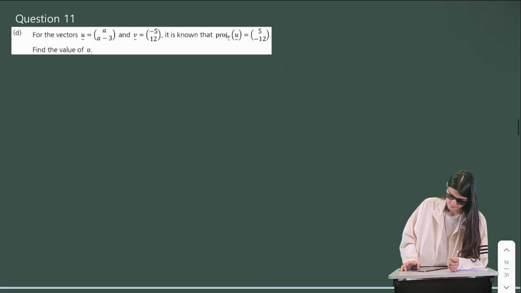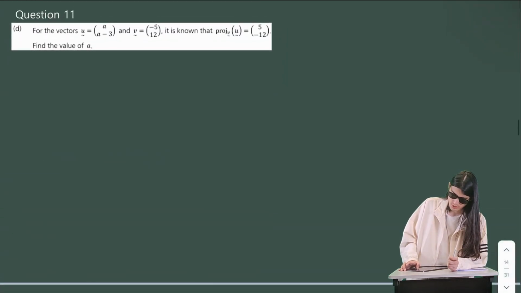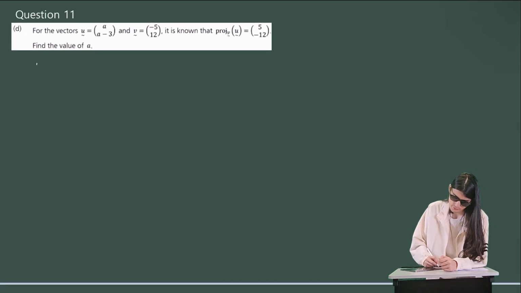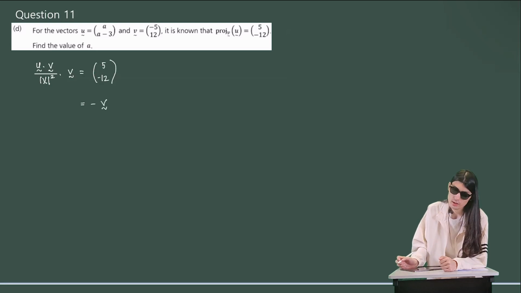Next, the vector projection of u1 onto v is given by the formula u dot v over magnitude of v squared, times v. And apparently that's equal to (5, -12). But we can all see that the (5, -12) is equal to negative v, can't we? As in, these two are negatives of each other.